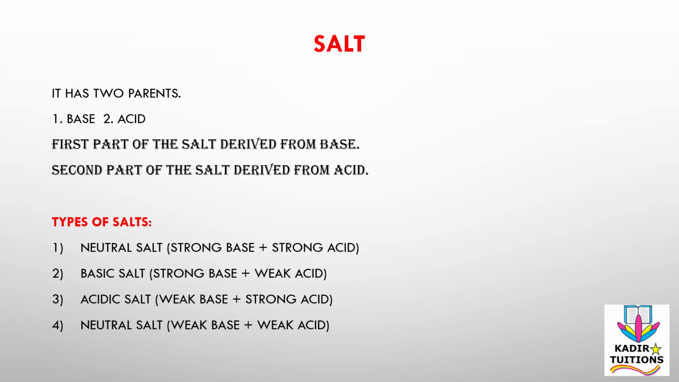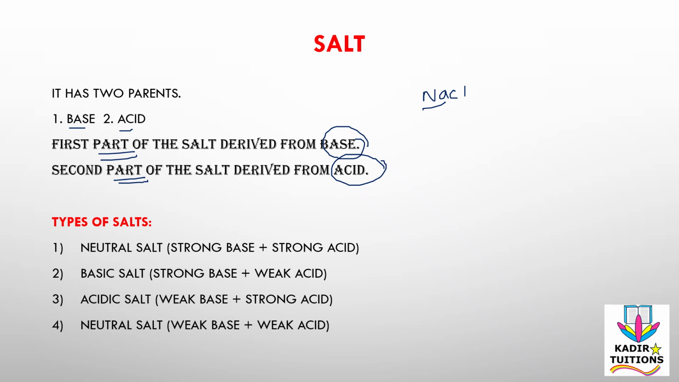Next, we will see what is salt. We all know how salt is formed when acid and base react. We get the result as a salt. So basically, salt has two parents: one is a base, another one is an acid. How do we name the salt? In the name of the salt, the first part is derived from the base and the second part is derived from the acid. A very common salt we can take is NaCl.